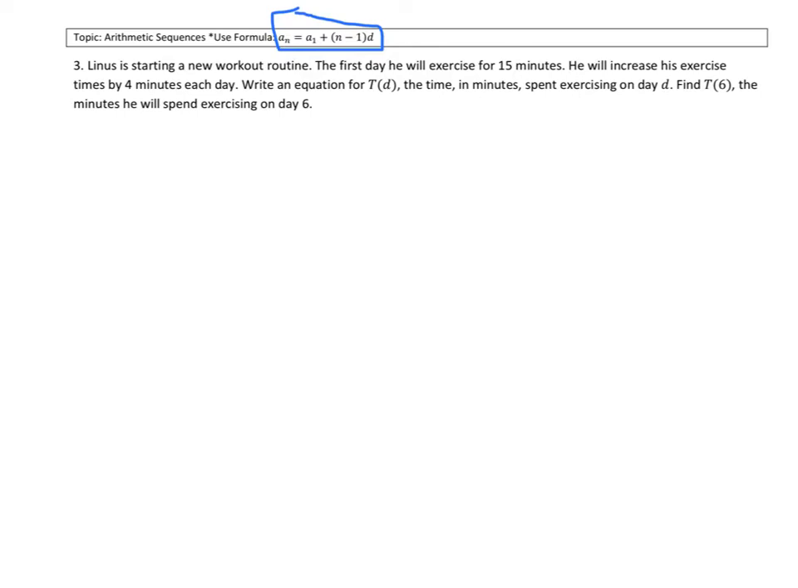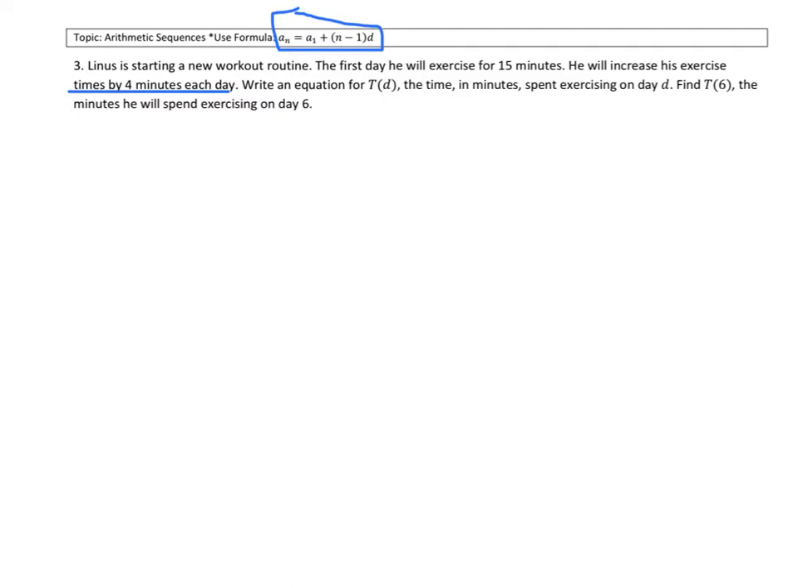Okay, first of all, what part of this question indicates to me that this is an arithmetic sequence? Well, arithmetic means that it goes up by a constant amount or down by a constant amount. So the fact that we are going up specifically by 4 minutes each day tells me it's arithmetic. Now, why am I using the arithmetic sequence formula though, and not the equation for just a linear function y equals mx plus b?